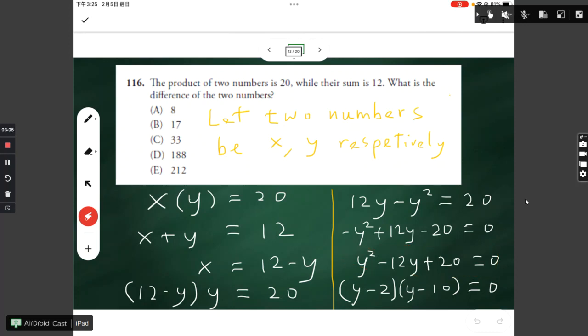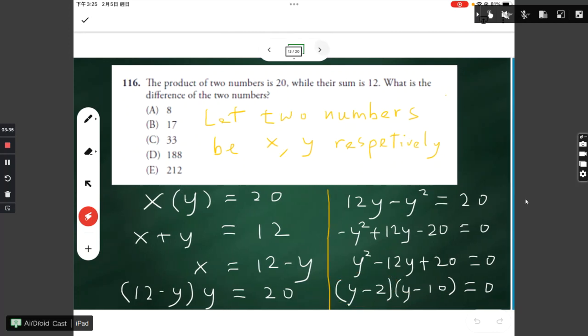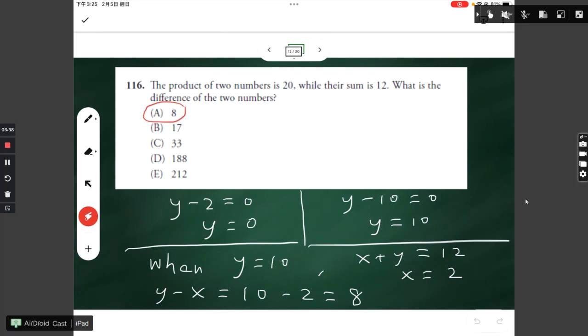We can solve this quadratic equation by factorization. This is equivalent to the product of two binomials, which is y minus 2 times y minus 10, right? In order for this to be 0, either this binomial is 0 or this binomial is 0. So when y minus 2 is 0, y is equal to 2.